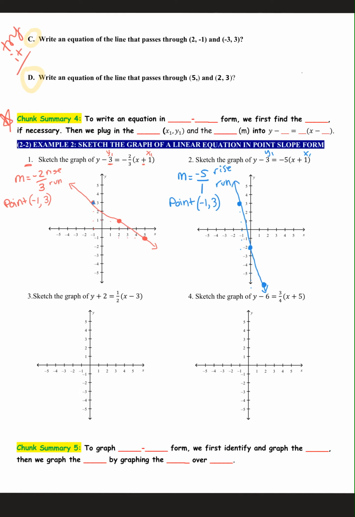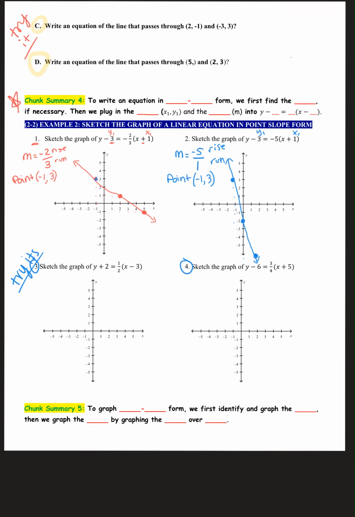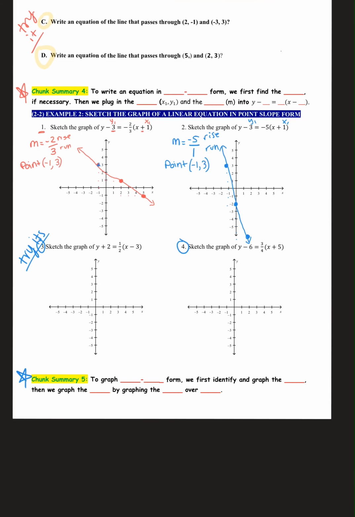And you guessed it, number 3 and number 4 are your try-its. So just try it out. It's okay to get them wrong, okay? Just come with them tried. And then go ahead and attempt chunk summary number 5. Again, keeping them short for you guys. And then go ahead and meet me on the back.